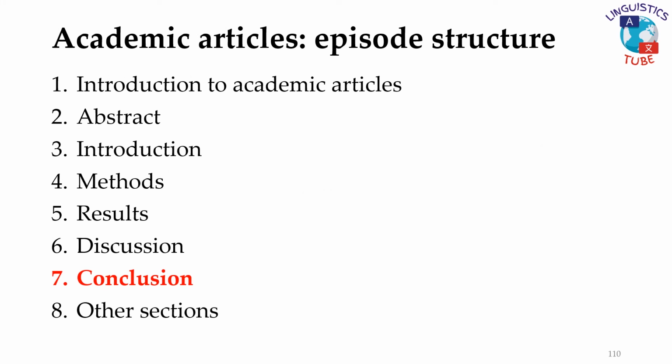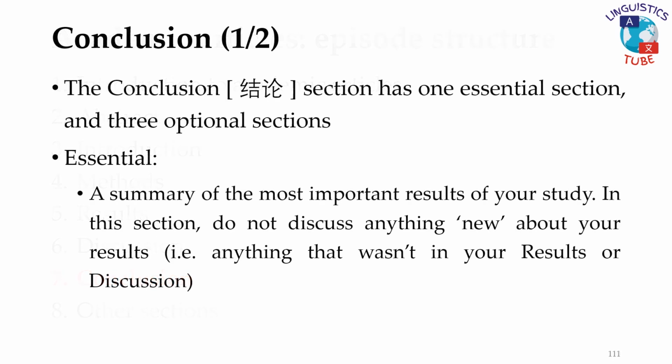We've now reached the final major section of an academic article, the conclusion. After this, there are 2 more minor sections, which we'll discuss at the end of this episode. For every other major section of an academic article, I have told you the parts that they must contain. Each of those parts is compulsory.